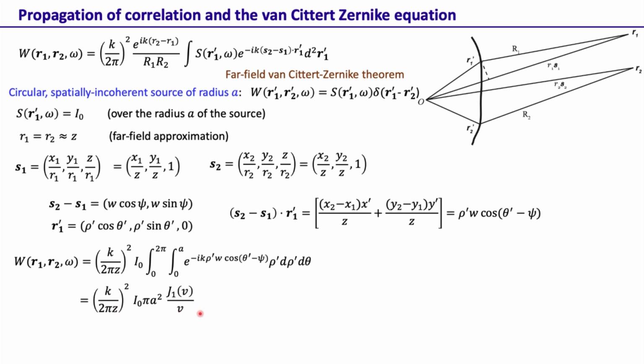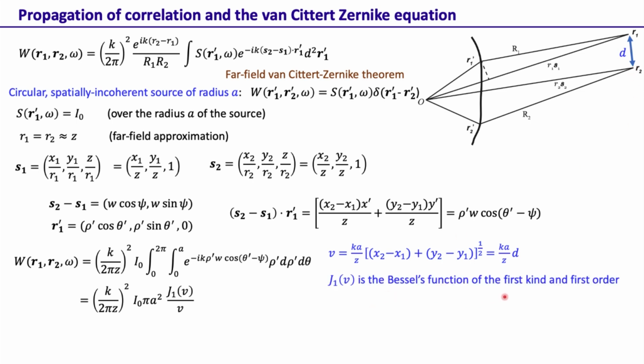So this can then take this particular form, where V is this quantity, which is nothing but k a by Z times D, where D is the separation between the two observation points R1 R2. J1 is the Bessel function of the first kind and first order. Now we see that again we started with a source which was completely incoherent but had a finite size, and then we see that in the far field it has a finite coherence.